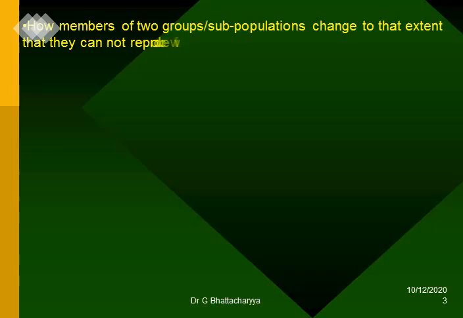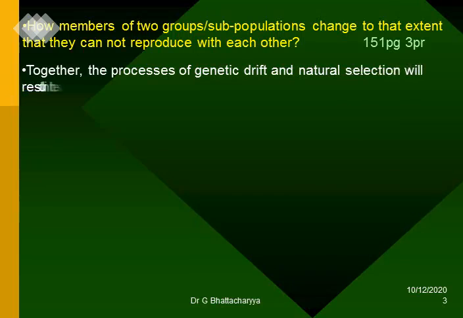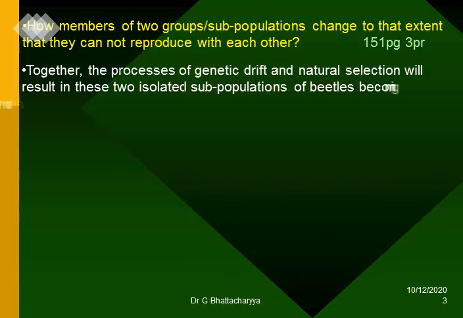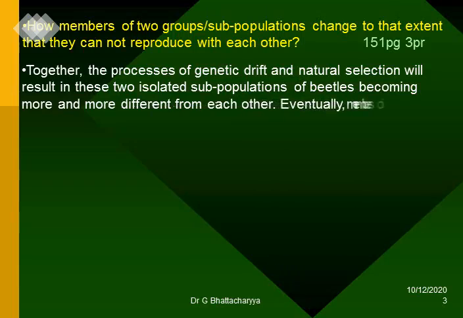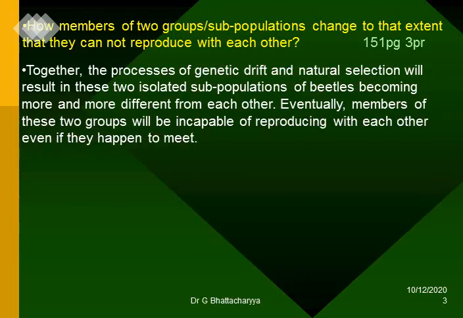How members of two groups, subpopulations, change to the extent that they cannot reproduce with each other. Together, the process of genetic drift and natural selection will result in these two isolated subpopulations of beetles becoming more and more different from each other. Eventually, members of these two groups will be incapable of reproducing with each other, even if they happen to meet.